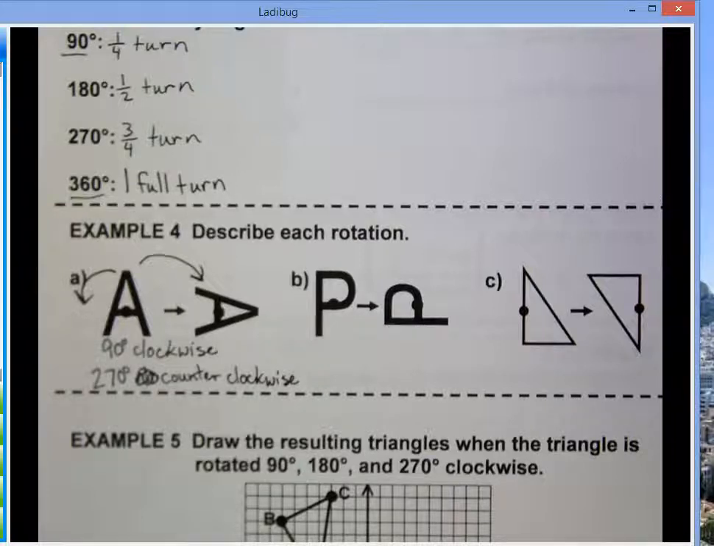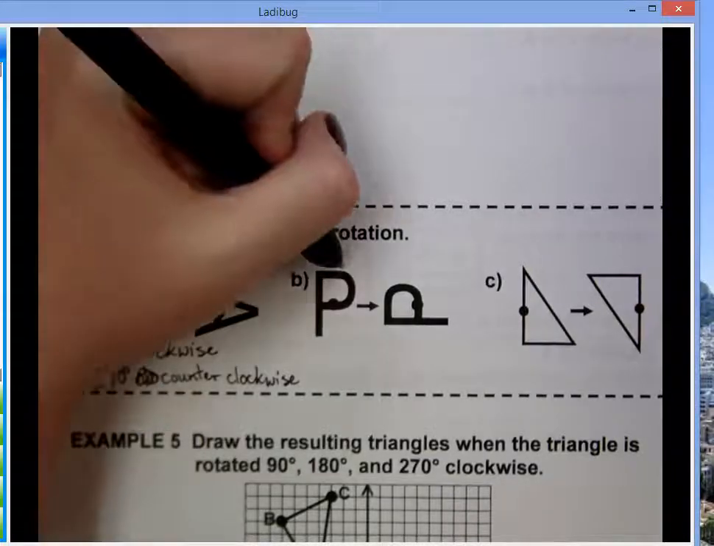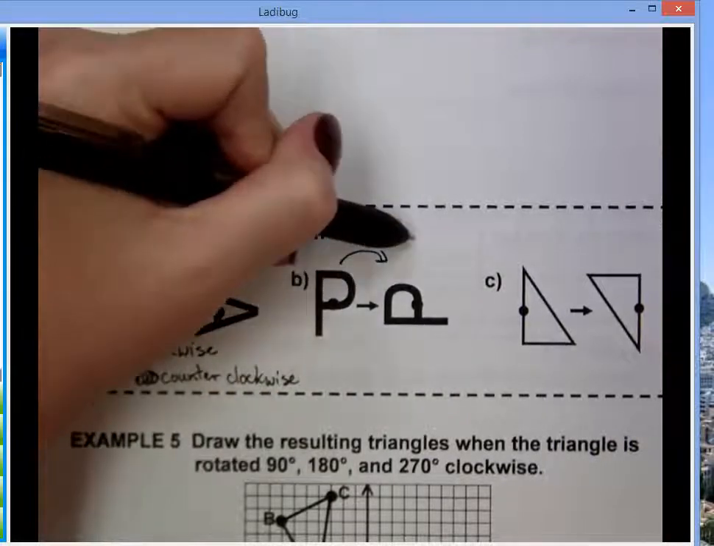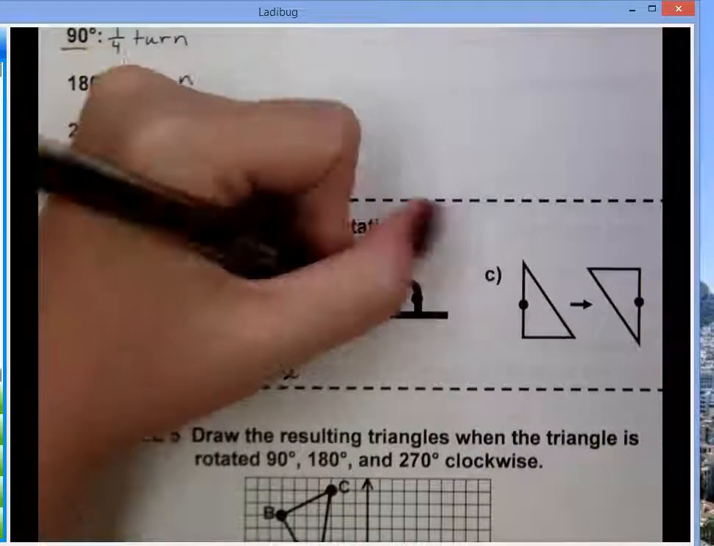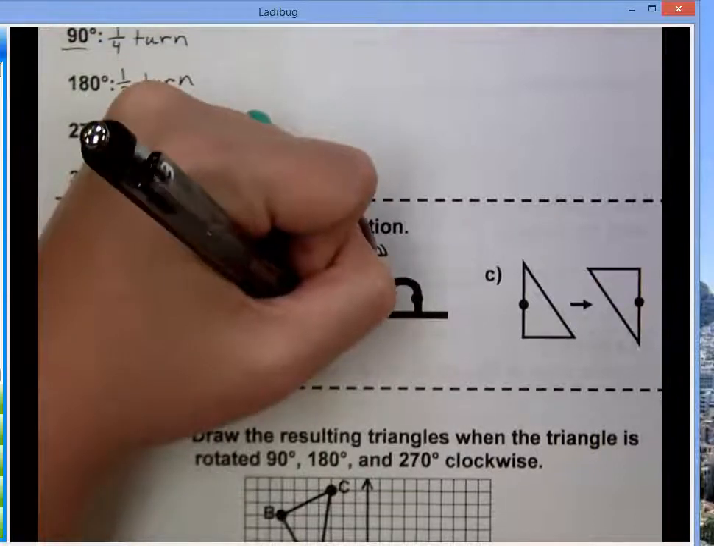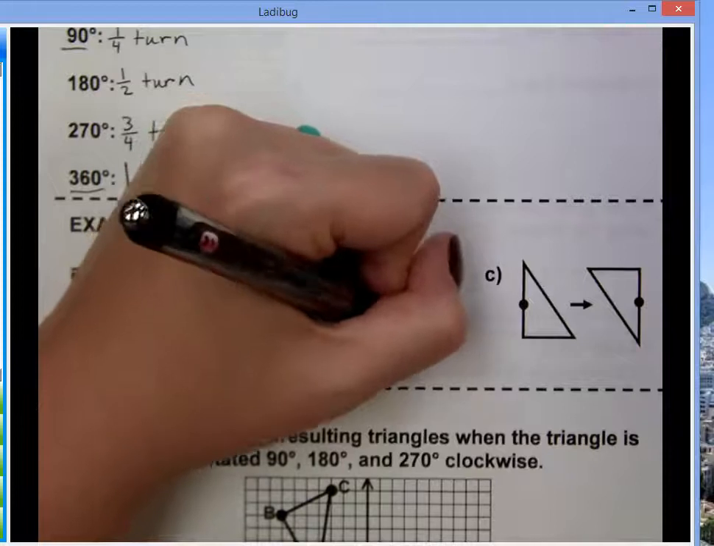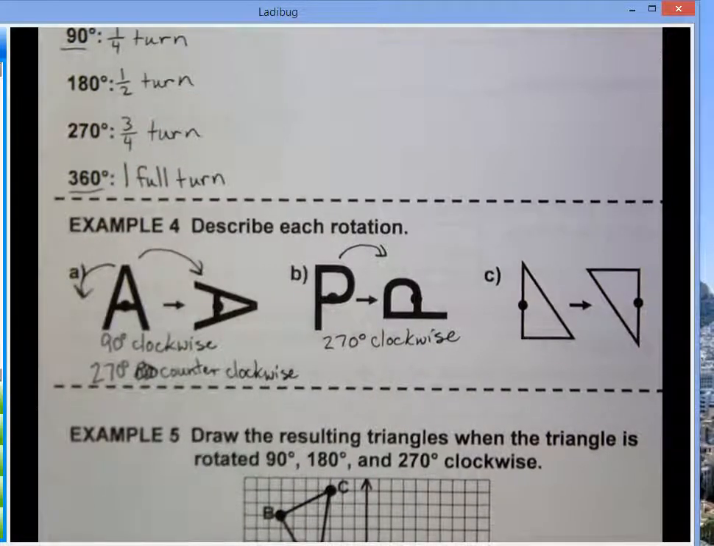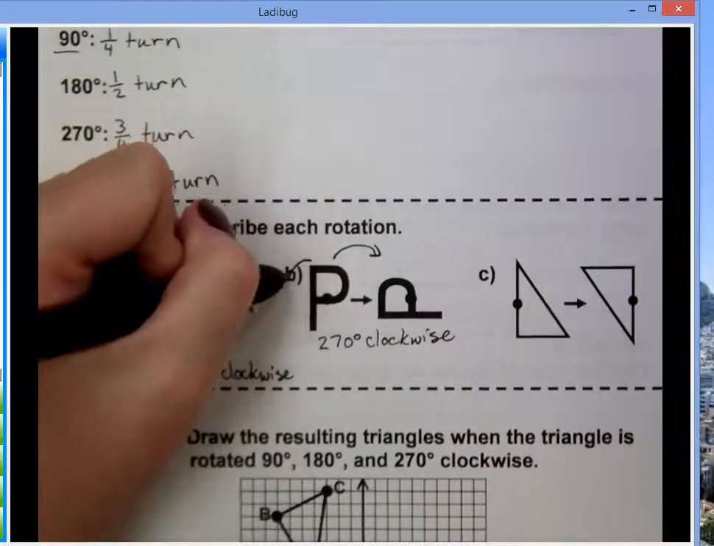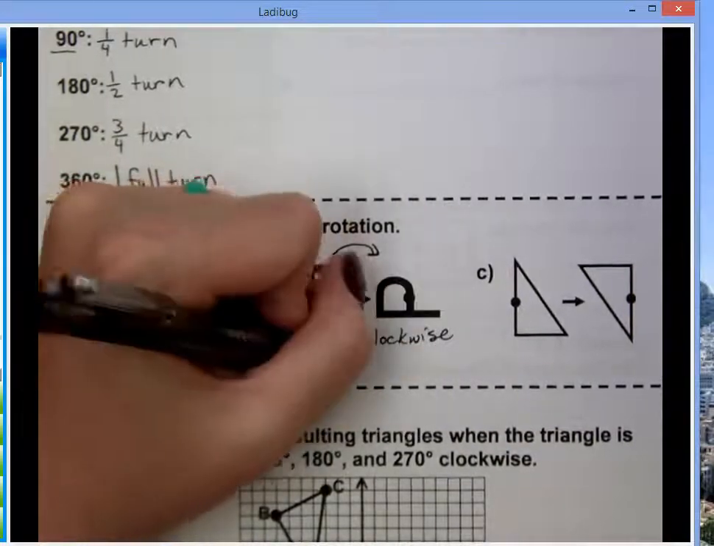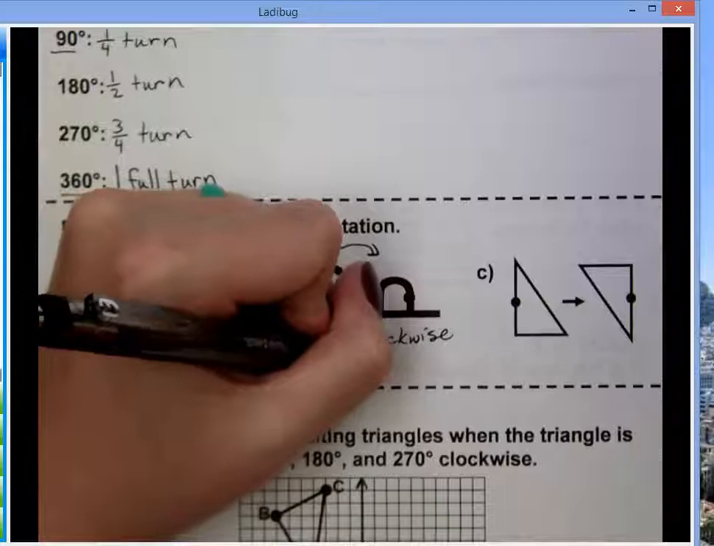Same thing for this one. If we are going clockwise, the P would have to go all the way around 3/4 of a turn, and so it would be 270 degrees if we're going clockwise. But if we are going counterclockwise, it just lays on its side, so it's just 90 degrees if you're going counterclockwise.